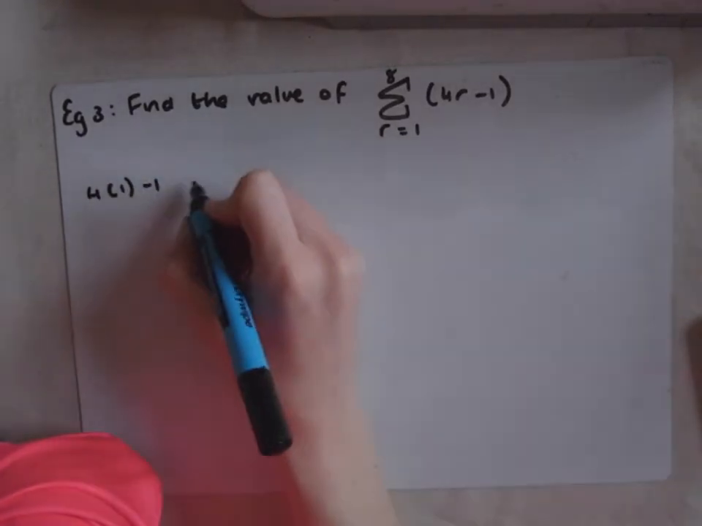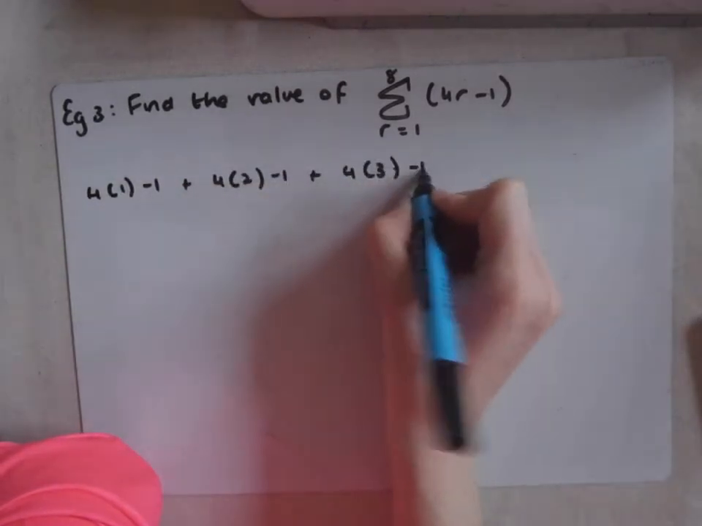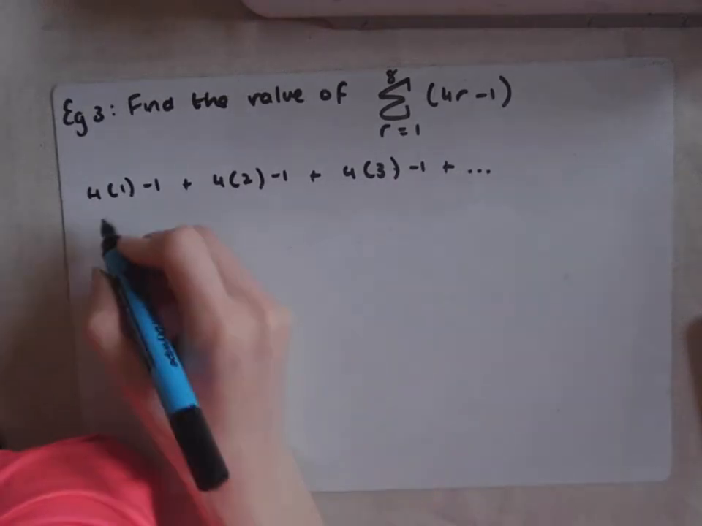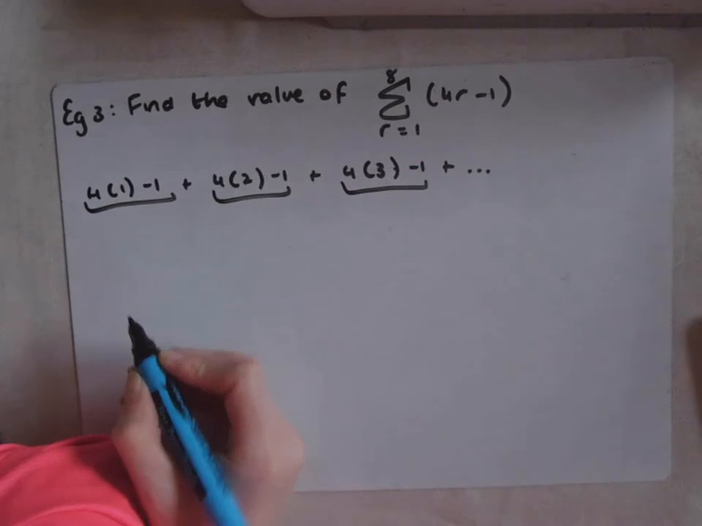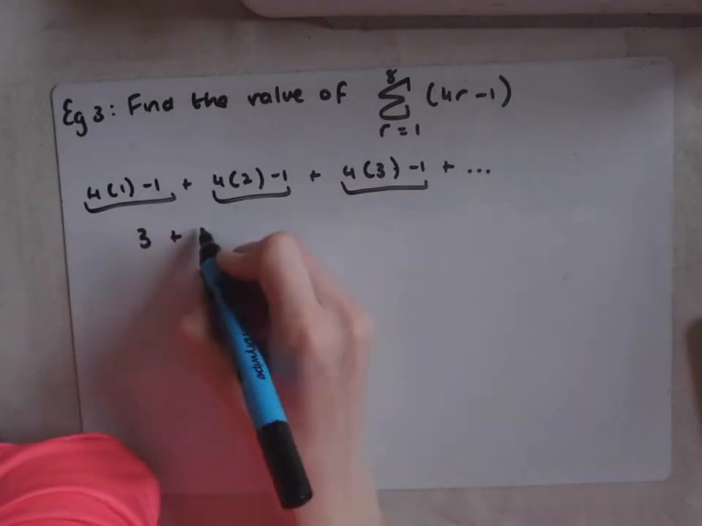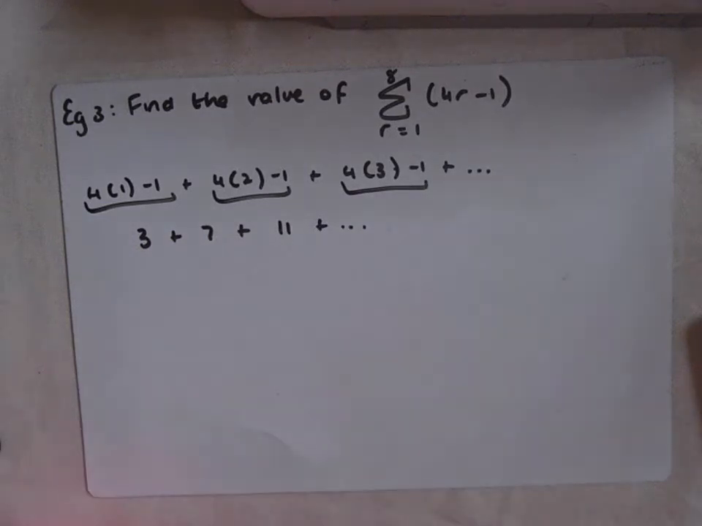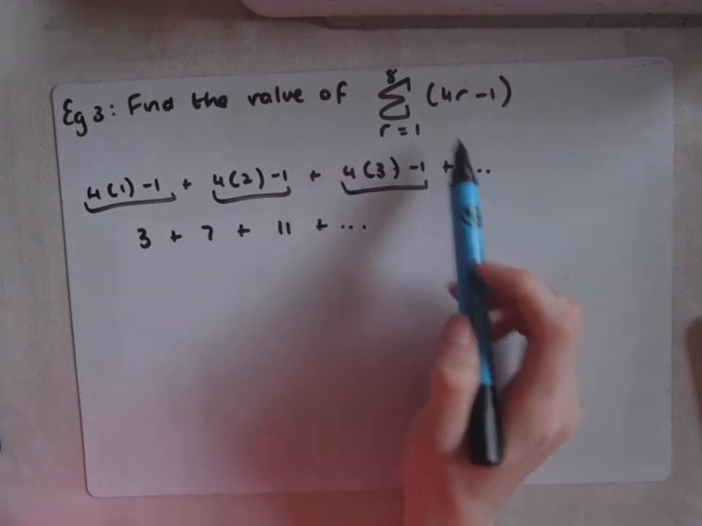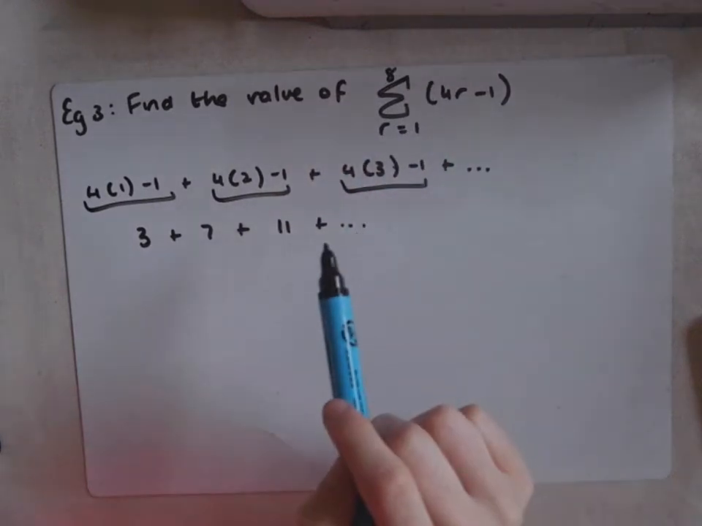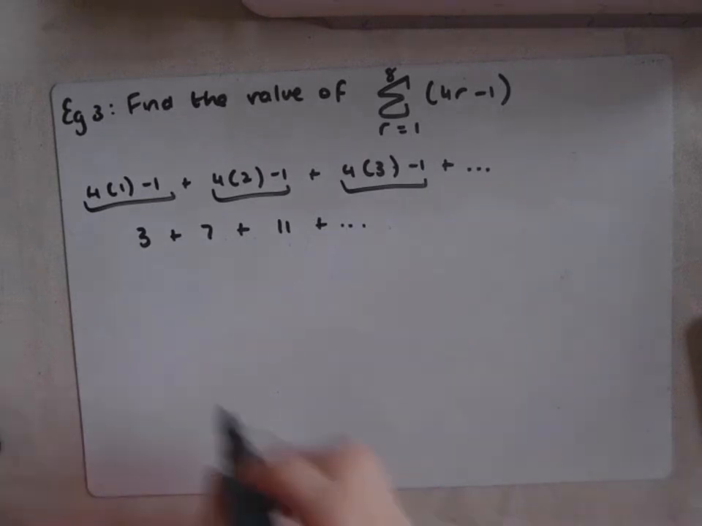So my series of numbers is going to be 4 times 1 minus 1, 4 times 2 minus 1, 4 times 3 minus 1, and so on. So that's my first term, second term, third term: 3 plus 7 plus 11. Now I'm looking for the sum from 1 to 8, so that's 8 terms, so I can do S of 8 basically.